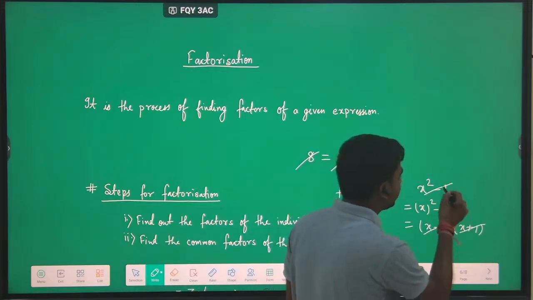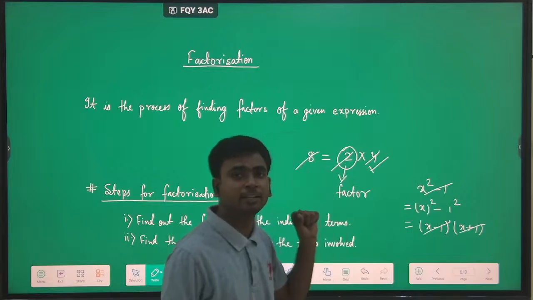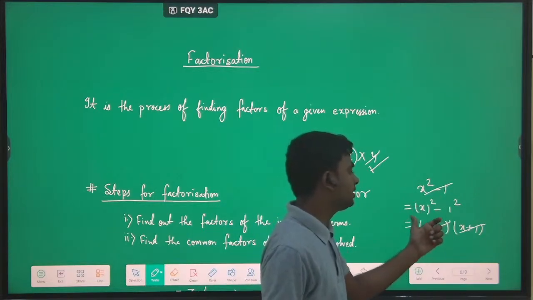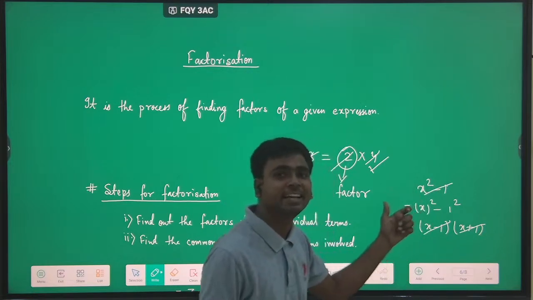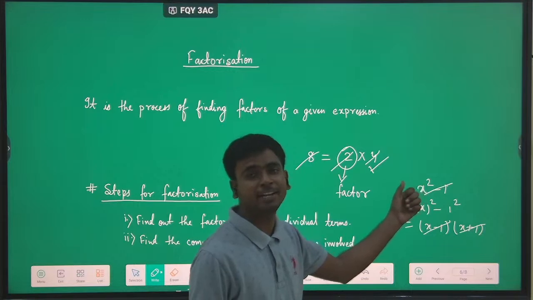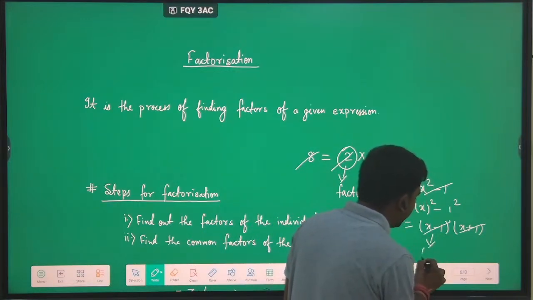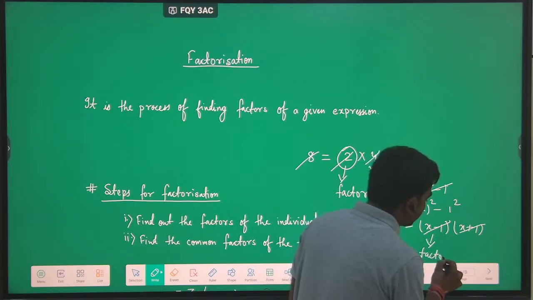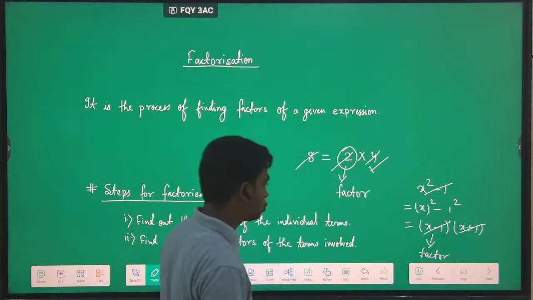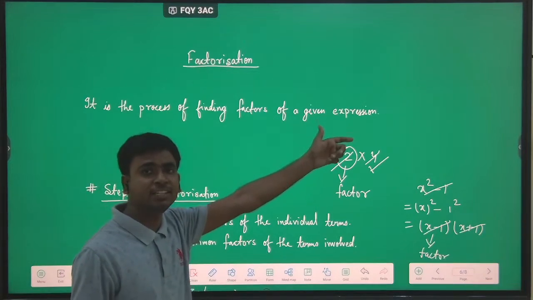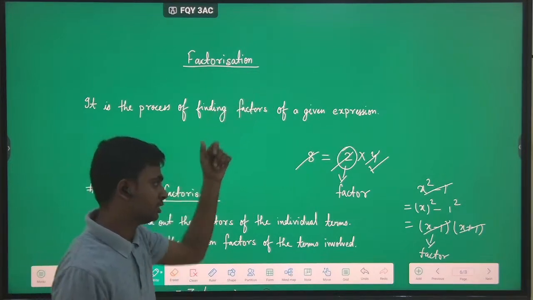Also, x plus 1 can completely divide x square minus 1. So whatever the terms, whatever the algebraic expression, when it completely divides another algebraic expression, then we say this algebraic expression is our factor. So the process of making factors of a given expression is termed as factorization.